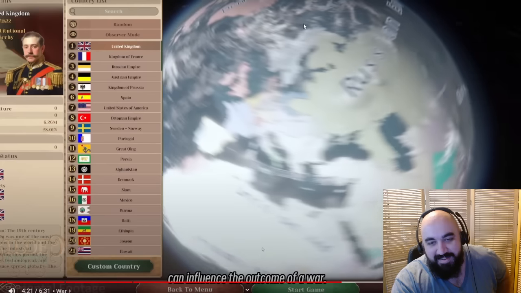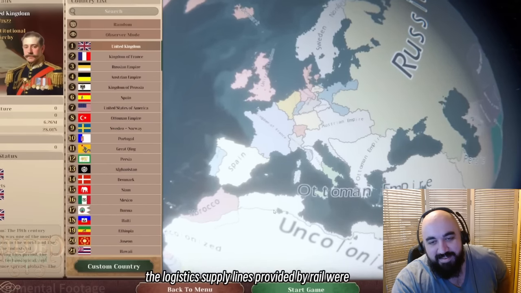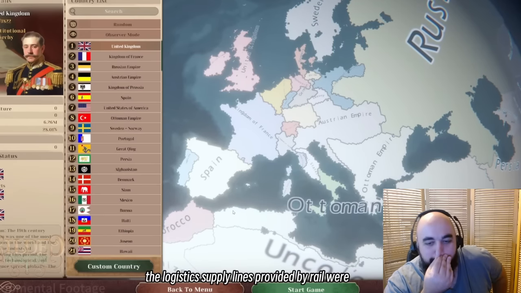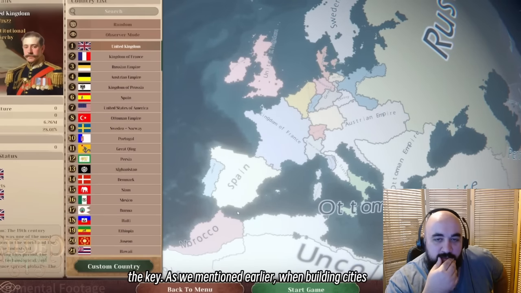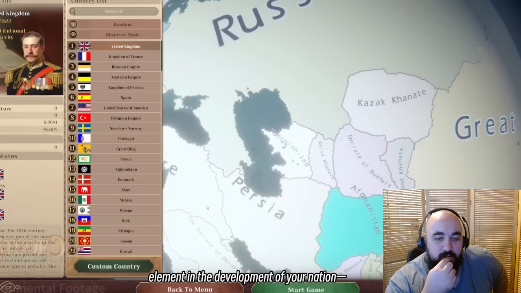The outcome of a war. In the early stages of the Industrial Revolution, the logistic supply lines provided by rail were the key. As we mentioned earlier, when building cities, logistics will be a crucial element in the development of your nation.